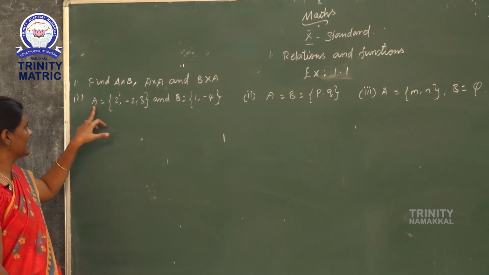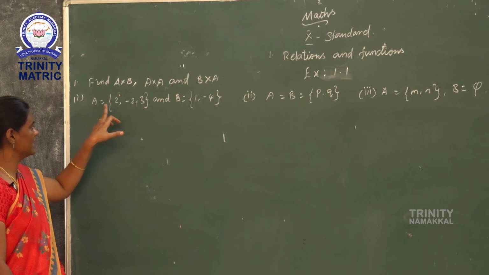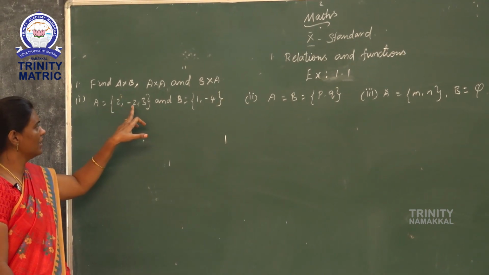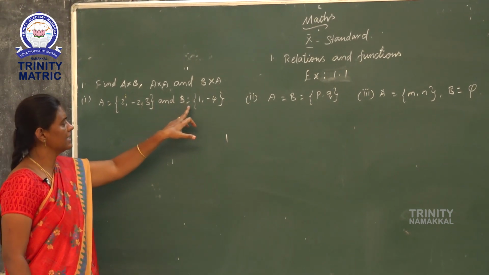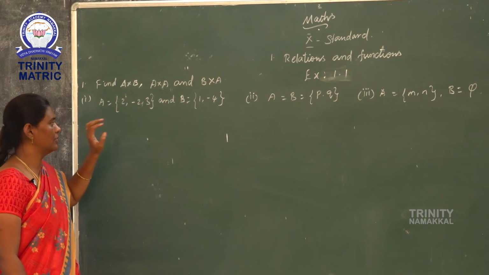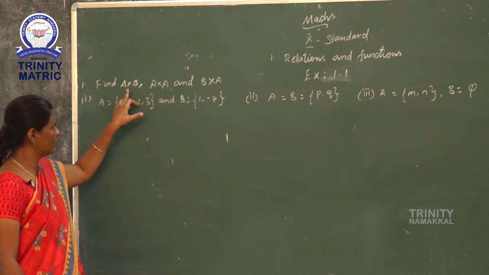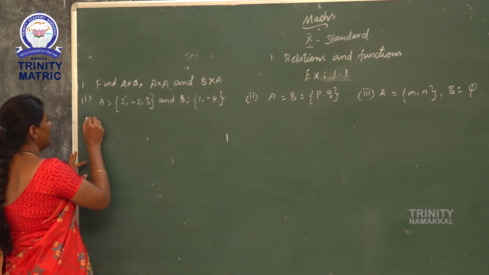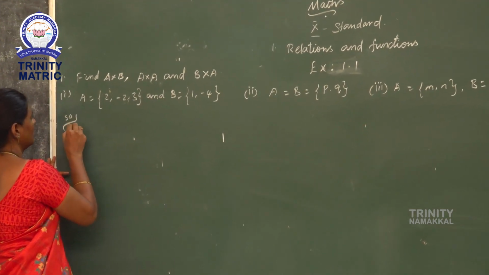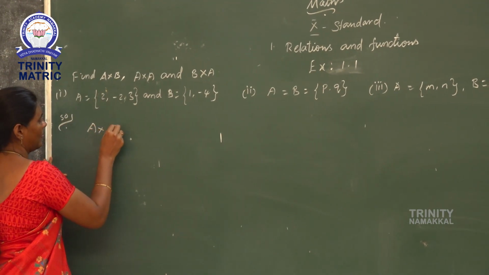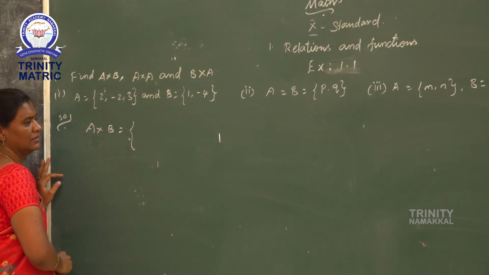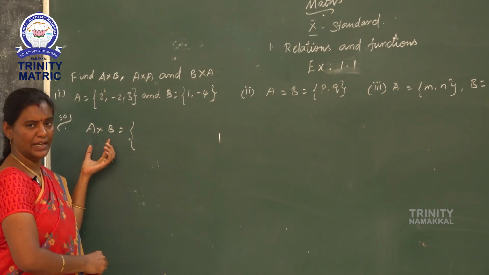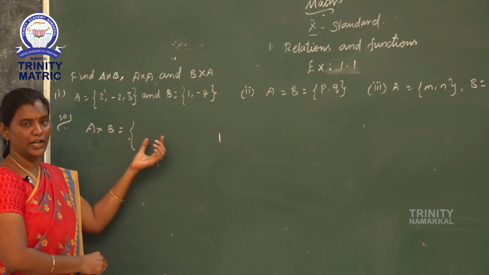The first question is: the set A is equal to {2, -2, 3} and the set B is equal to {1, -4}. Here we have to find A cross B, A cross A and B cross A. See, first we write A cross B. Already we know that we write the elements in the Cartesian product as ordered pairs.